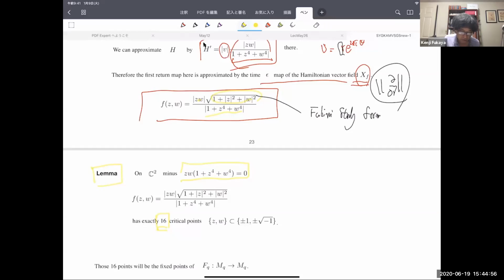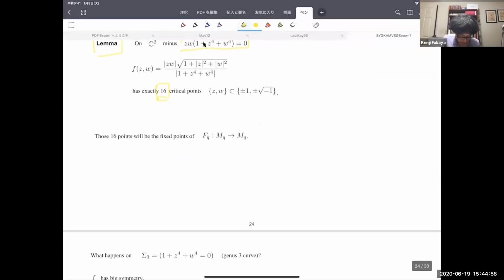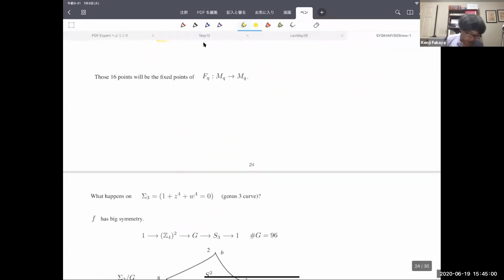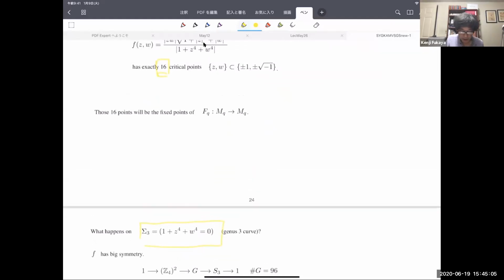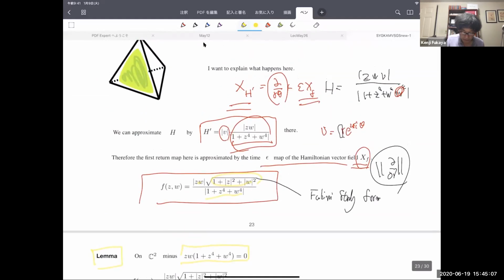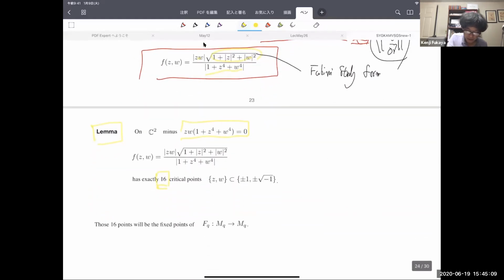Okay, so now this is how we understand F. Another thing we need to understand is what happens on this sigma 3. Let me remind you that our dynamics and our system is something like this, right?